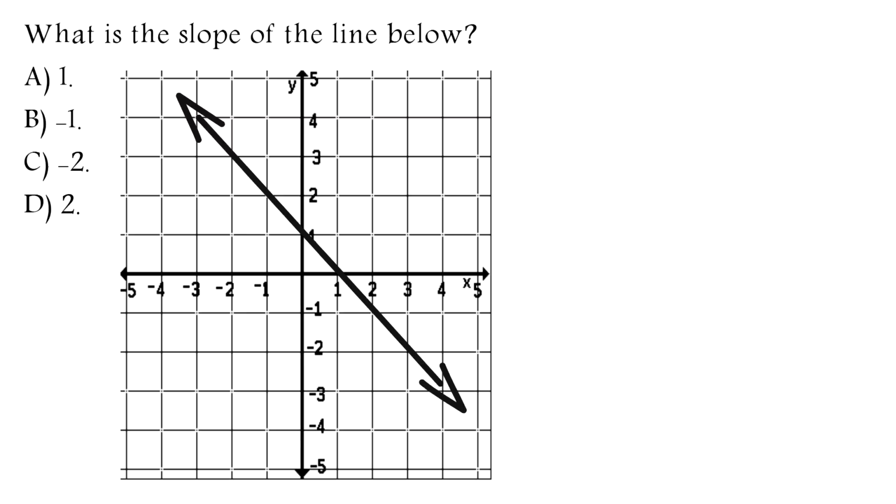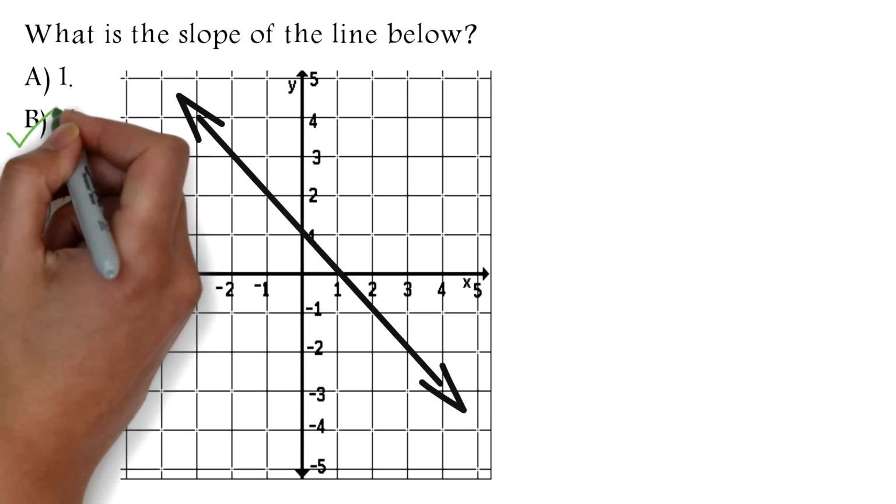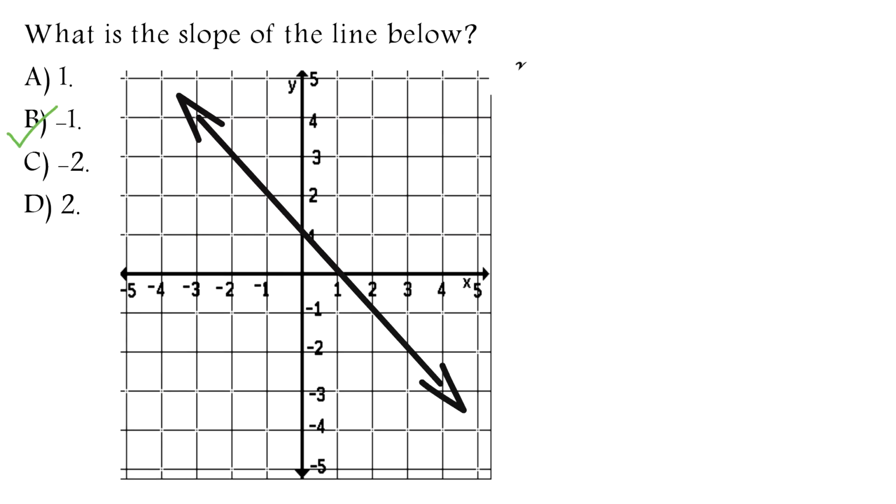What is the slope of the line below? A. 1. B. Negative 1. C. Negative 2. D. 2. The correct answer is B. Negative 1. The slope of a line is the change in y over the change in x.